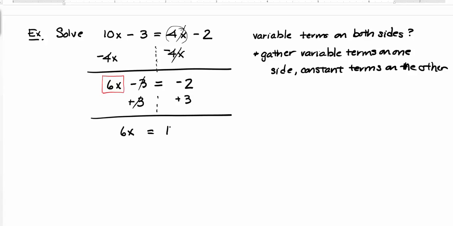And remember, the last thing I always do is divide by my coefficient. To get x by itself, I take 6 divided by 6, which gives me 1. And then I have to do it to this side as well. So these cancel to go to 1. So x equals 1/6.